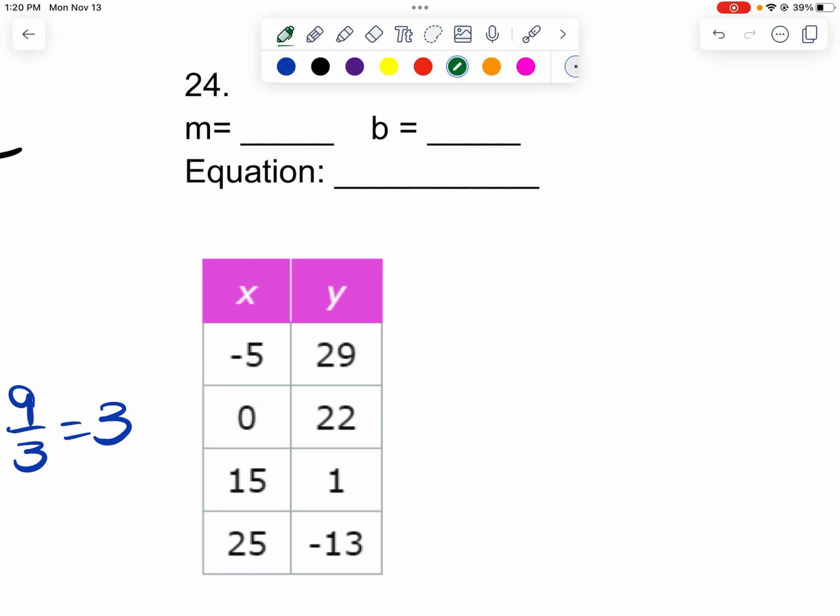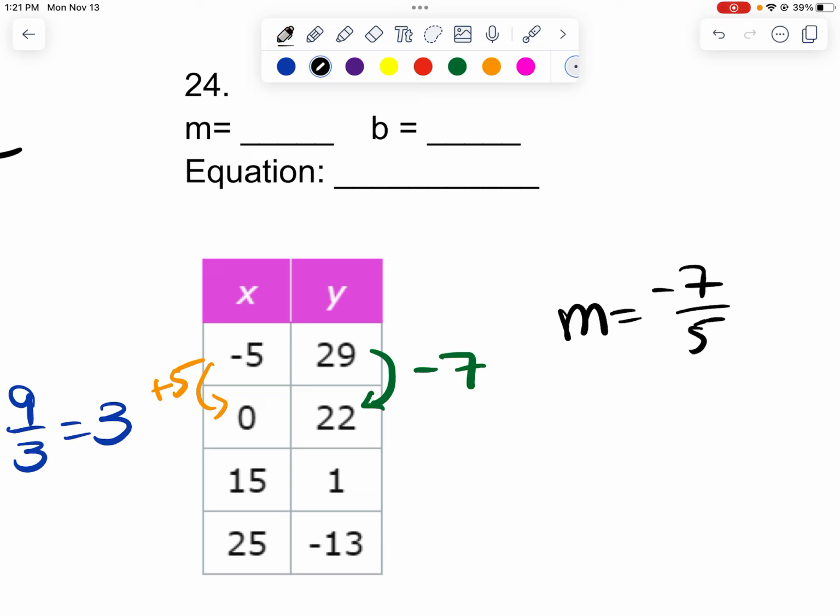This one here, from here to here goes down 7. And from here to here goes up 5. So my slope is negative 7 over 5. My b value is across from 0. So my equation is negative 7/5 x plus 22.